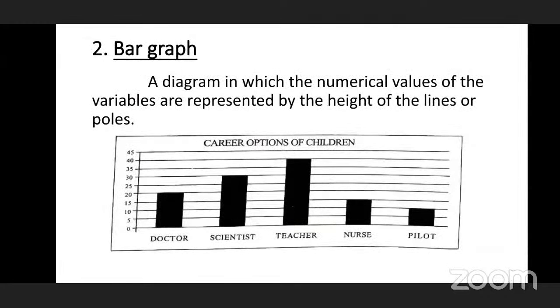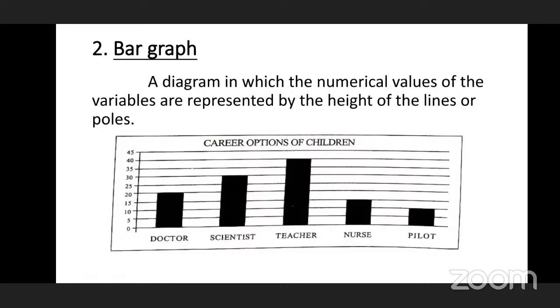So this slide talks about bar graph. What is a bar graph? A bar graph is a diagram in which the numerical values of the variables are represented by the height of the lines or poles. Right. So here we need to understand the specific term variables. What are variables? Let us try to understand it with the help of the picture below.